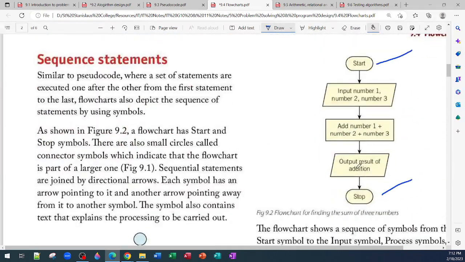So for example, this one here, we have to input 3 values into 3 variables. Number 1, 2, and 3. We're putting in 3 values. So we simply say the keyword input and store into what variable, in that shape.